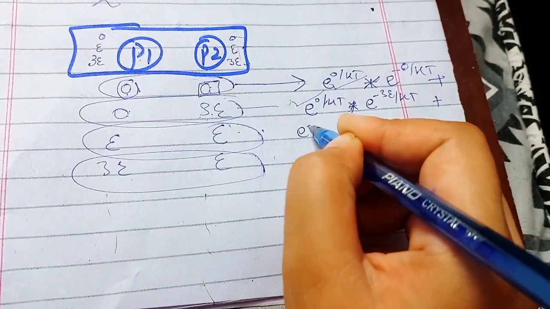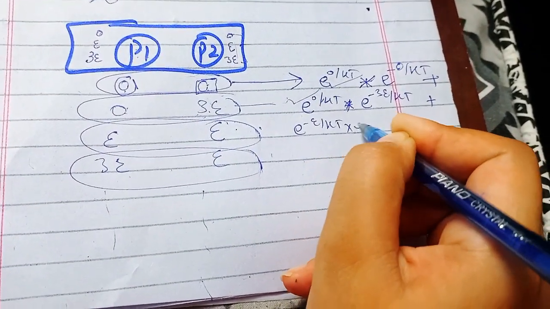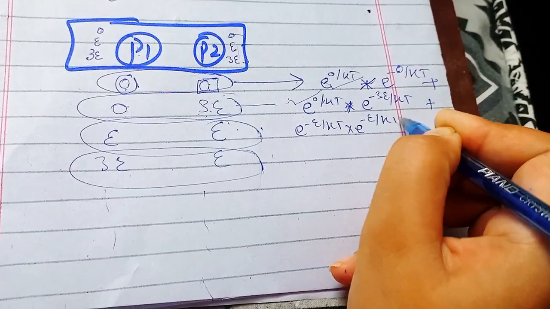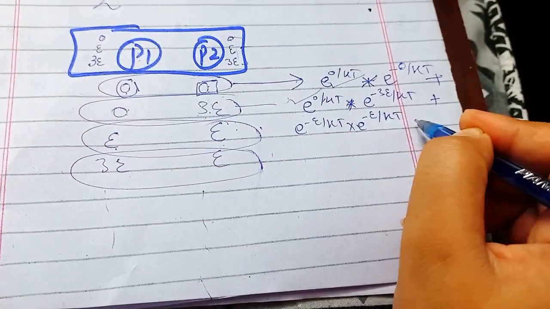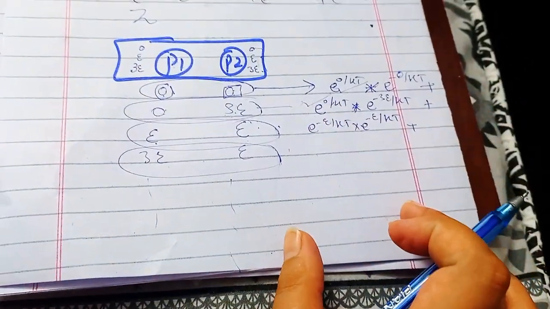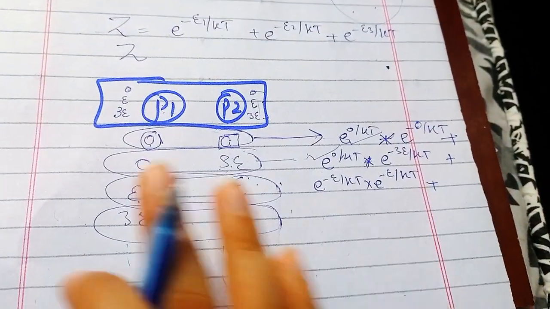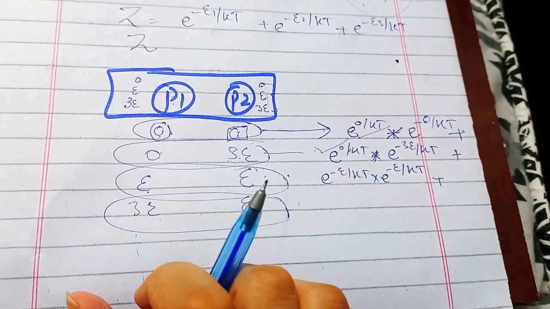Then for the third state we'll multiply the Boltzmann factor of both the particles, and then we add up for all different states.